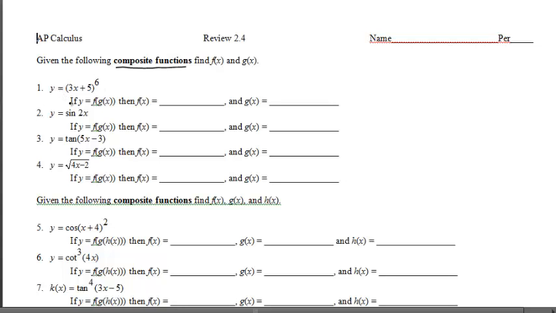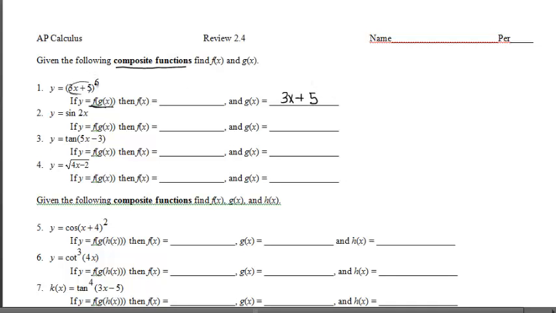It says that if y is equal to f of g of x, then what are the f and g functions? Well, we really want to pay attention to the order here. G is inside of f. So if g is inside of f, g is the inside function. Okay, we can see that inside the parentheses here we have 3x plus 5. So that's our g function.